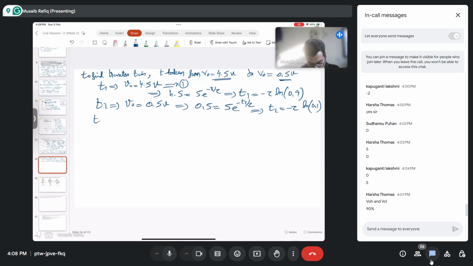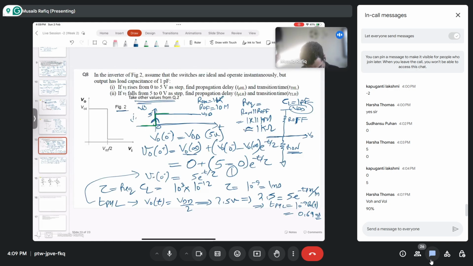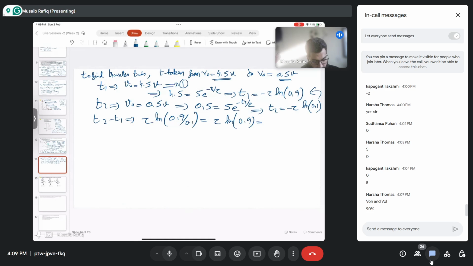Now we need to find T2 minus T1. If you do the maths, you'll get T2 minus T1 equal to tau ln of 0.9 divided by 0.1, that is tau ln of 9. And when you plug the value of tau, tau was how much? 1 nanosecond. So this comes out to be 2.197 nanoseconds.